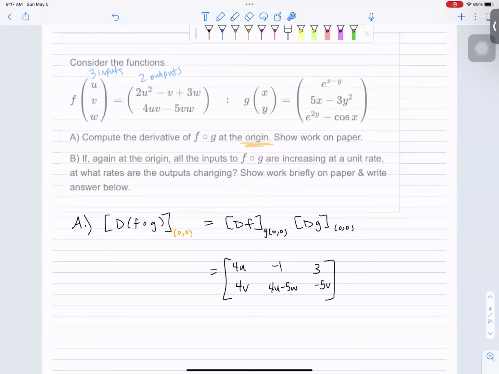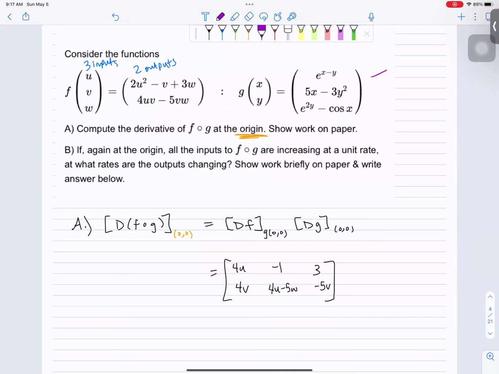Well, they gave us the function g, so we can use that to find g of 0, 0. I'm just going to evaluate x is 0 and y is 0 everywhere and see what I get. So here I get e to the 0 minus 0, 0 minus 0, e to the 0 minus cosine of 0. Okay, so what is that? Don't forget e to the 0 is actually 1, not 0. Okay, 0, and then 1 minus cosine of 0 is 1, so this is actually 0. So I just plugged in my 0, 0, and I got that g of 0, 0 is 1, 0, 0.